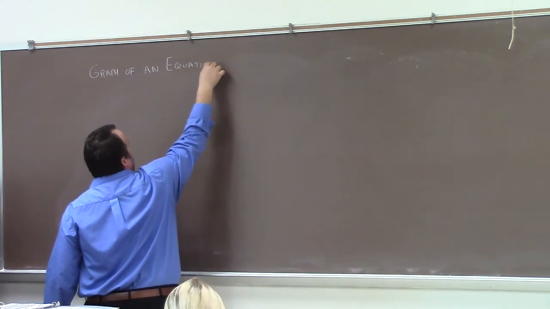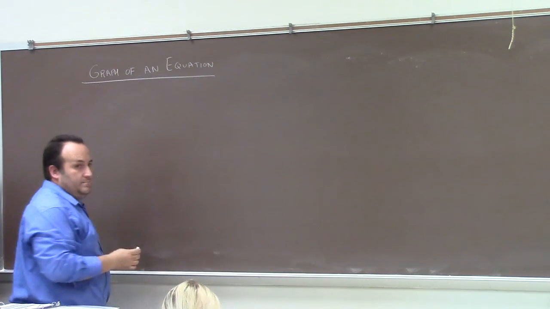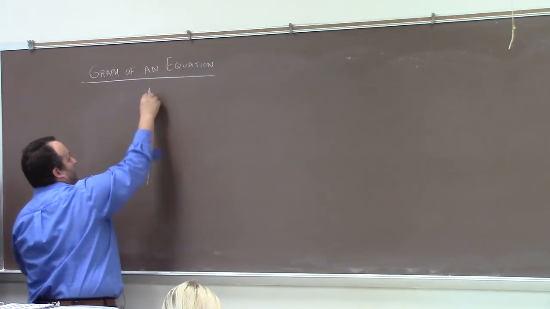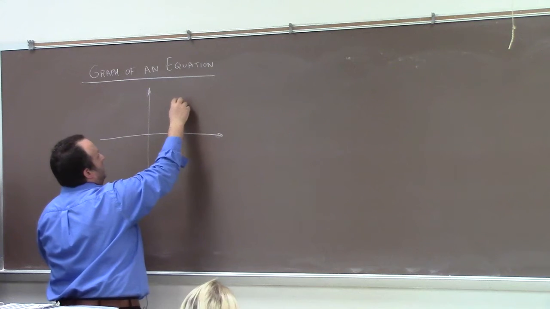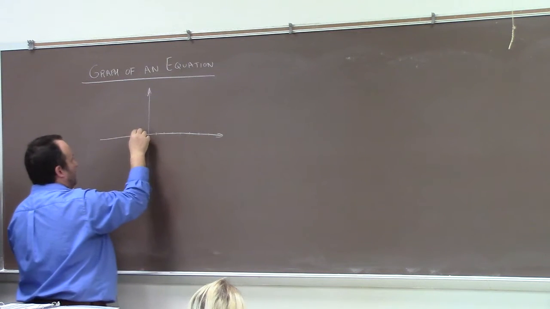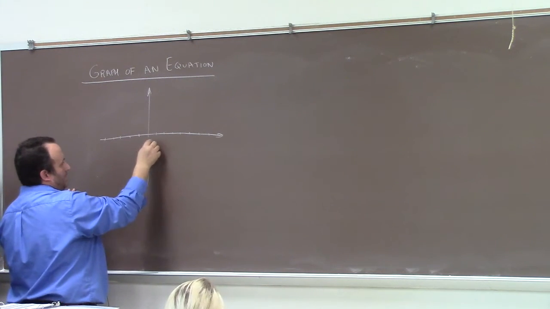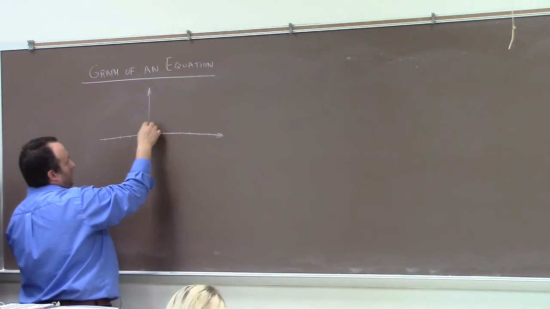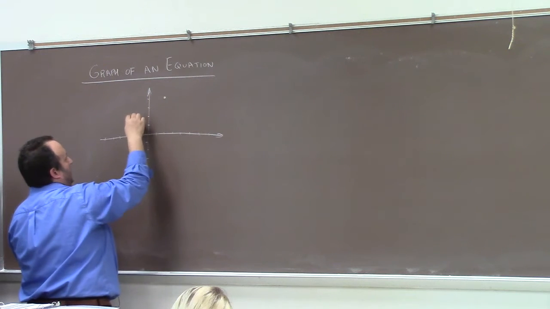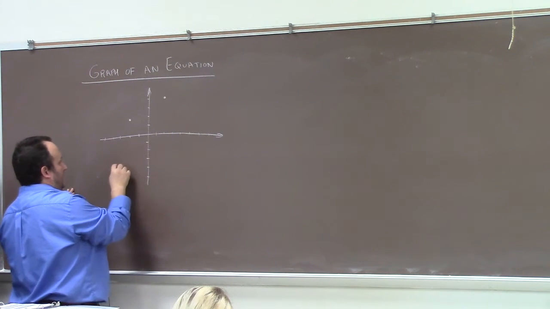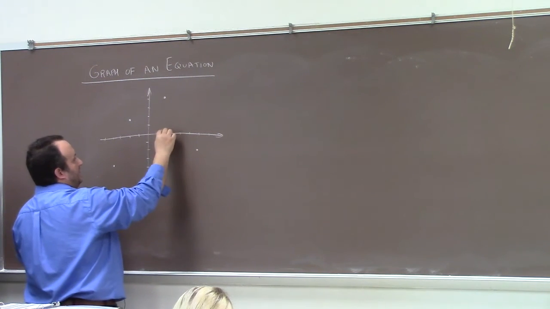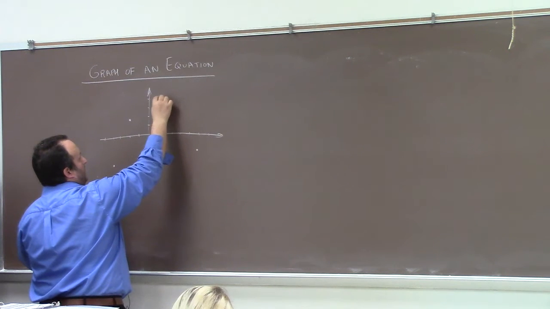I guess before I even talk about that, I should briefly review the concept of the Cartesian coordinate plane, right? So, I'll give you an example. If I put a point here, a point here, a point over here, a point over there, can you tell me what the components are here?